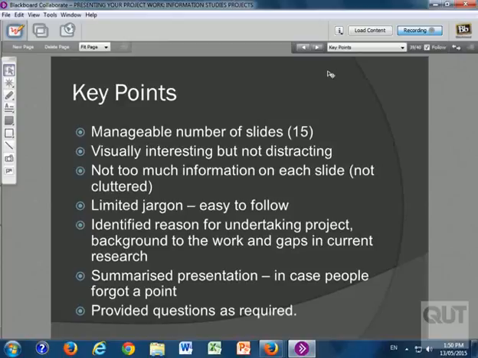Now, I've said they're visually interesting but not distracting. If you look back at the slides that I've used here, as I've said before, they're quite dull. There's nothing really exciting about them, but they're not white. They're not just a blank screen, you know, a white slide with some black writing on it. There's a little bit of something there. That's great, but it's not distracting. There's not too much there.